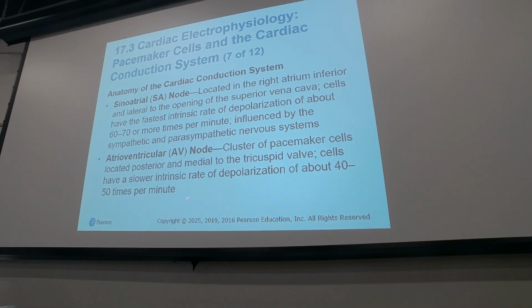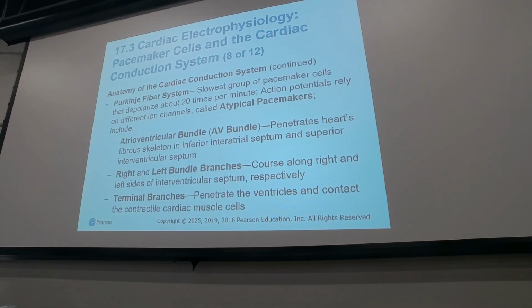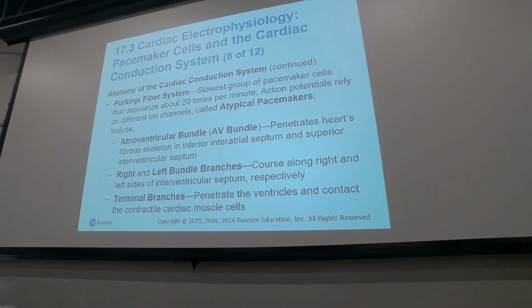So that's the AV node. Now the next part of the conduction system is going to be the Purkinje. But before the Purkinje, we have the atrioventricular bundle that separates into the right and left bundle branches, and these run in the interventricular septum.